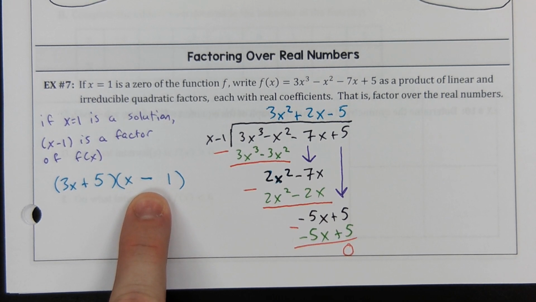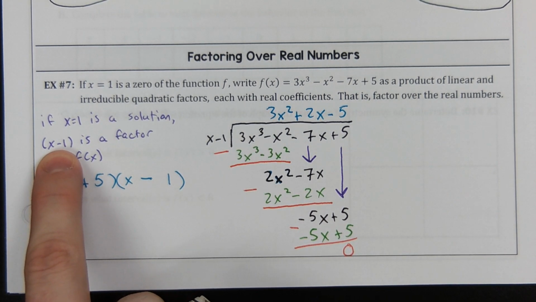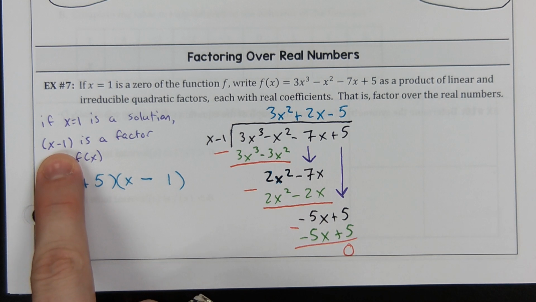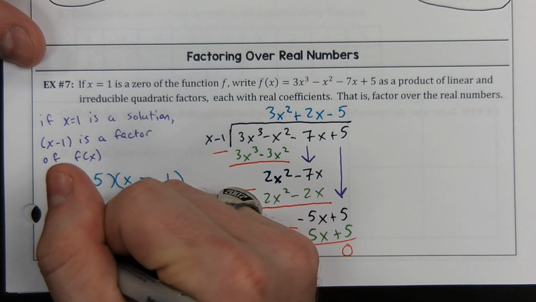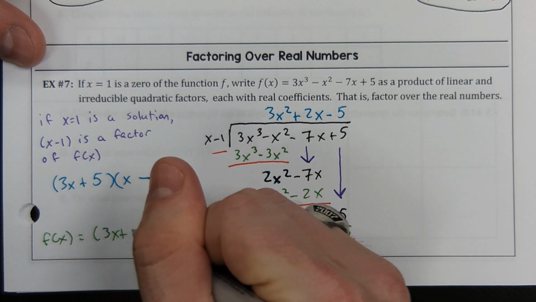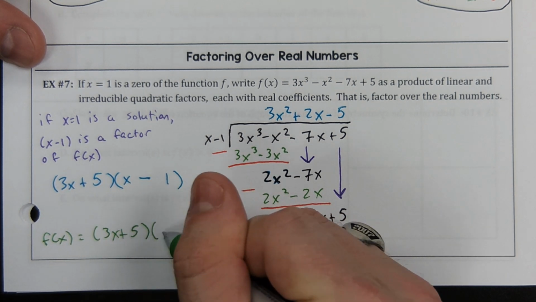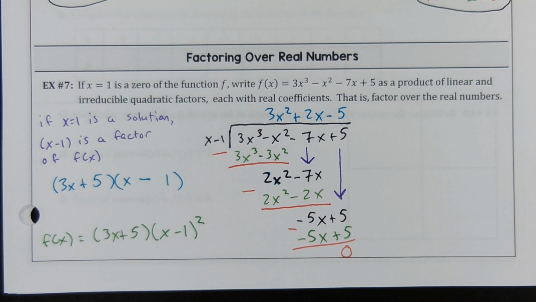Whoa! X minus 1 showed up again. So not only is x minus 1 one of the factors, it's a repeated factor. Here's our linear factorization. The 3x plus 5 and a pair of x minus 1s.